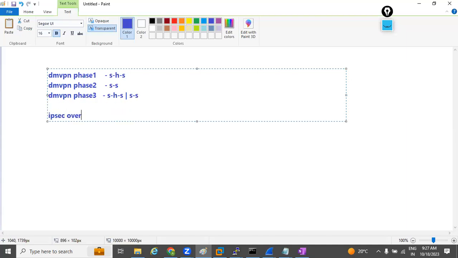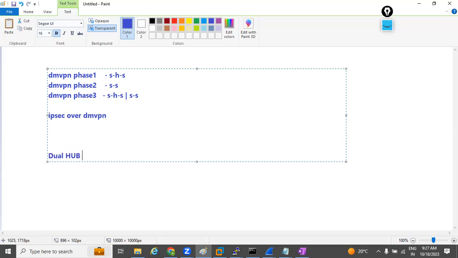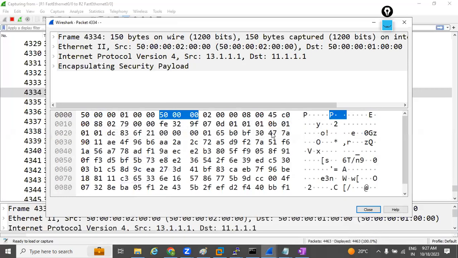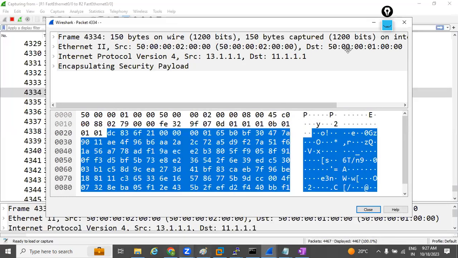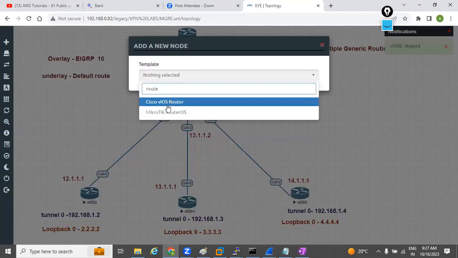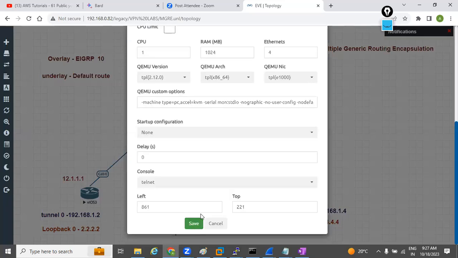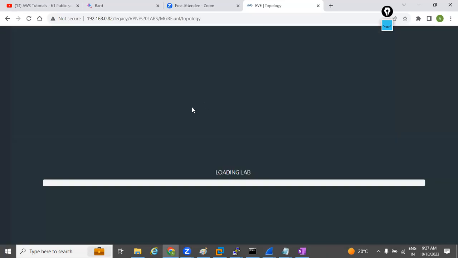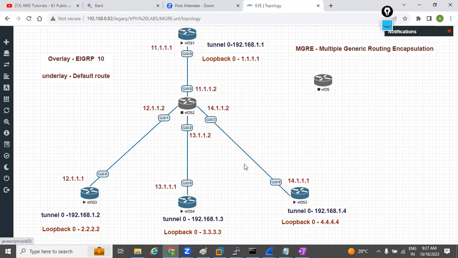Then IPsec over DMVPN. The next concept would be dual hub. What is dual hub? How many hubs am I using right now? I'm using a single hub. So now we have to add one more router, which would act as hub 2. Interfaces are over, we do not have any further interface, so I'll just add it here.